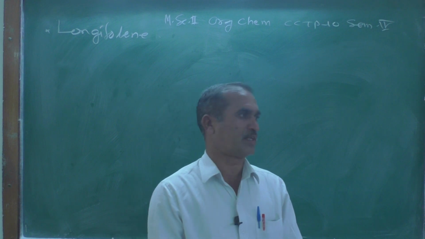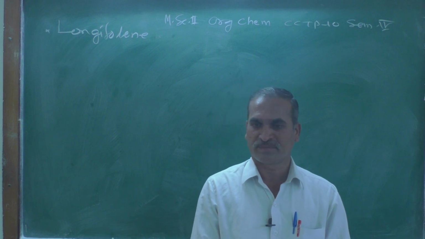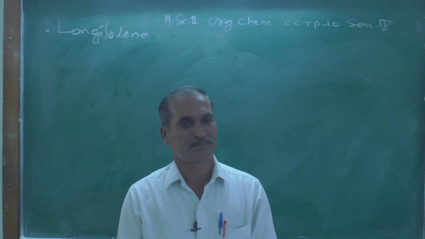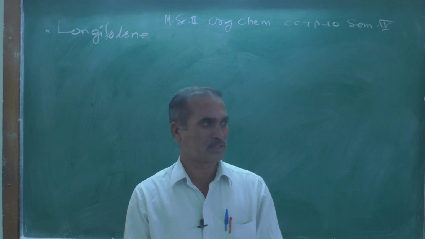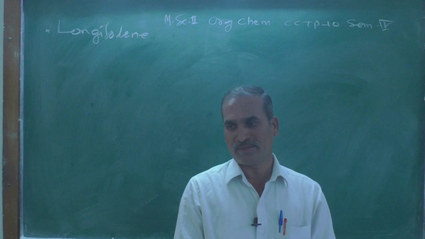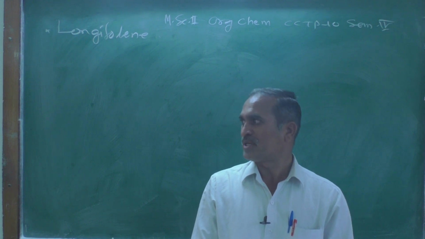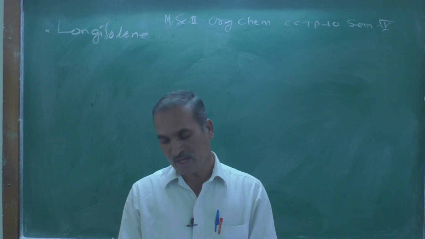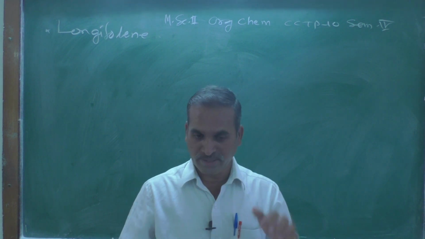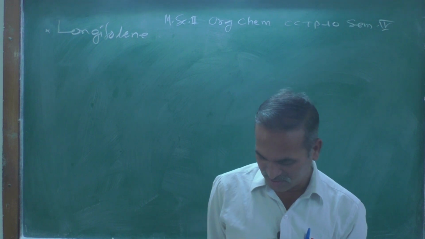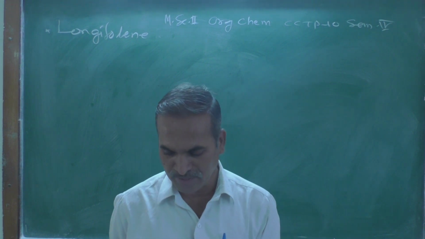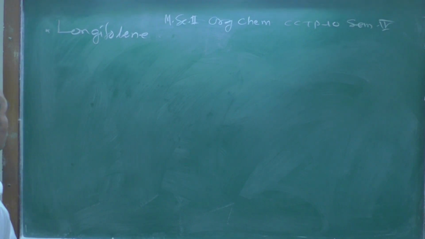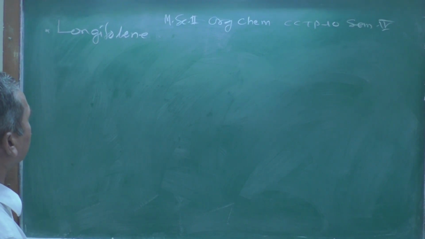The name of that reference book is Advanced Organic Chemistry, written by Carey and Sundberg, Part B, I think page number 1186 onward. There are 9 different ways to synthesize this compound. So first of all, let us see what the structure of longifolene will be.